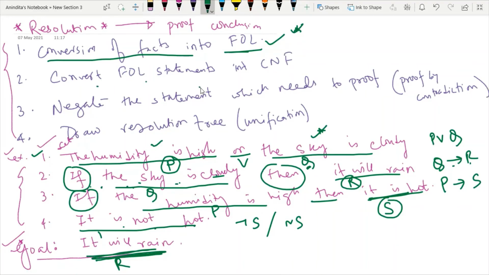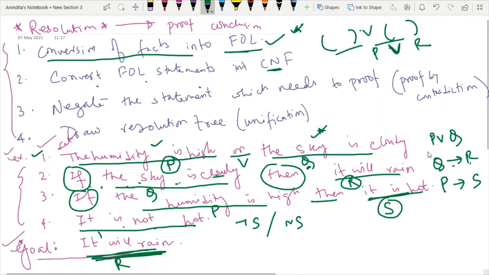Convert the FOL statement into conjunctive normal form. Conjunctive normal form means whatever we have, clauses or single literals, they should be connected via disjunction. So the first fact is already in CNF because literal P and literal Q are connected via disjunction, or. However, the second fact, Q implies R, is not in CNF. So we have to convert it.